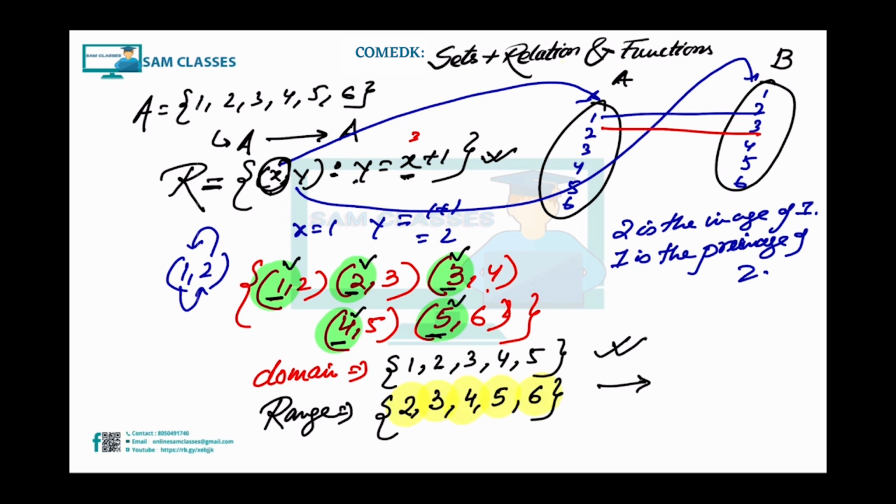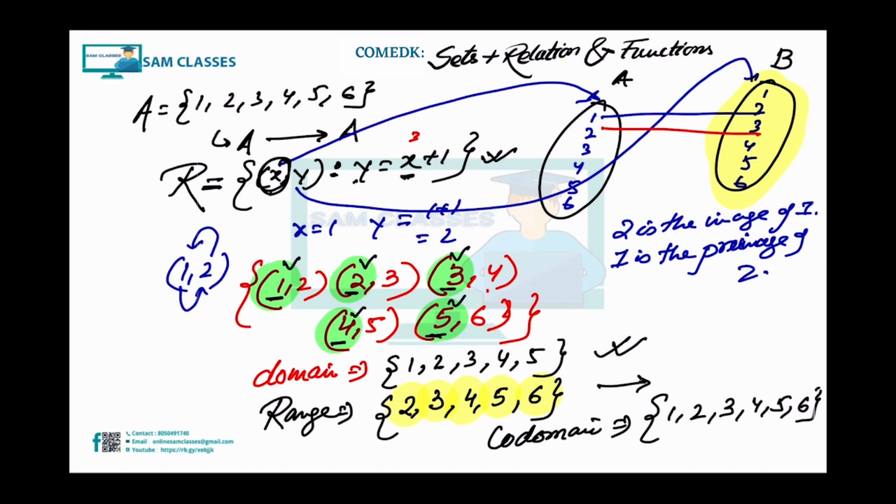Now here comes the next question. Then sir, what is the codomain? Codomain is nothing but the entire B set. Whether it is participating or not, the entire B set is known as the codomain. So codomain is nothing but the entire B set, that is equal to {1, 2, 3, 4, 5, 6}. So everybody is now familiar with this.